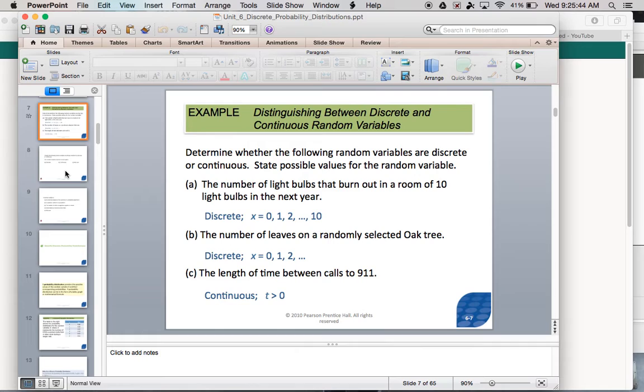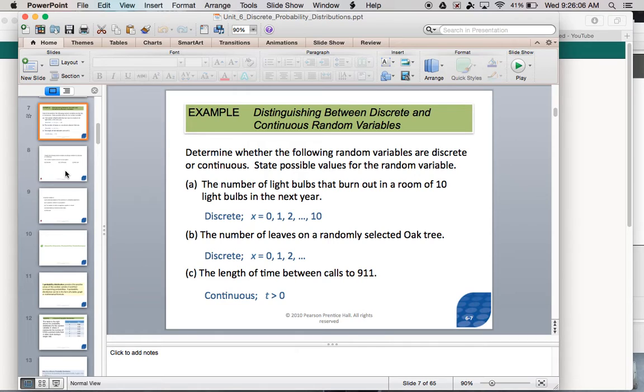So examples like this. Normally you would not see the answers until I have this full screen, but since I don't have it: the number of light bulbs that burn out in a room of 10 light bulbs per year. Well, that's discrete. I can count how many light bulbs actually burn out. The number of leaves on a randomly selected oak tree. You just count the number of leaves. The length of time between calls to 911.